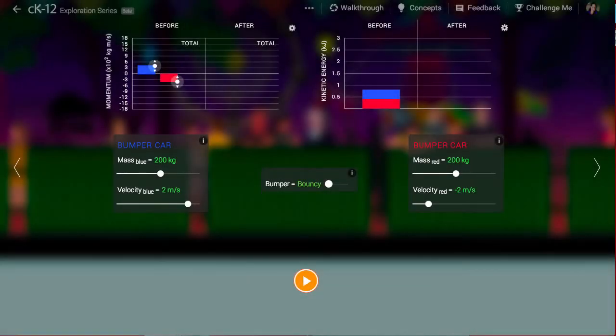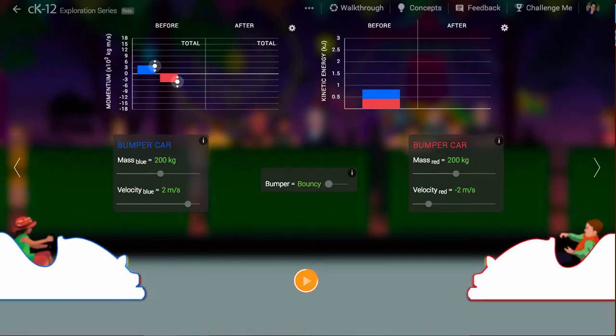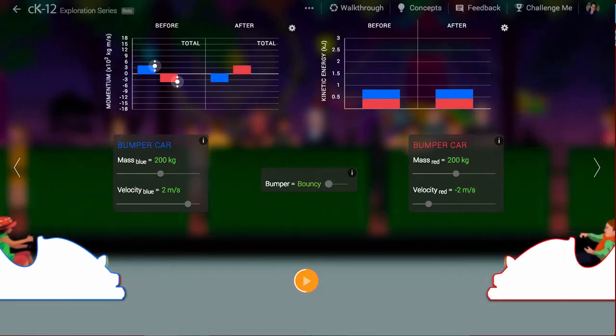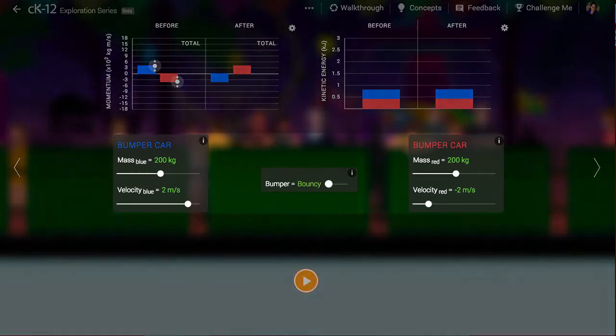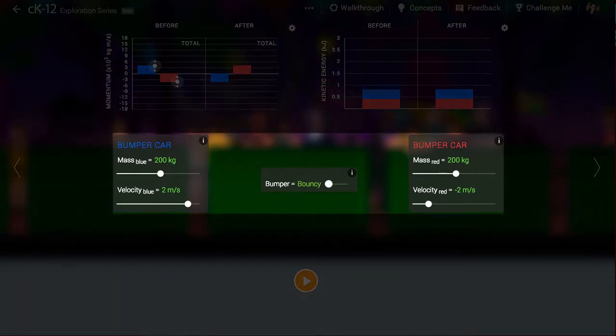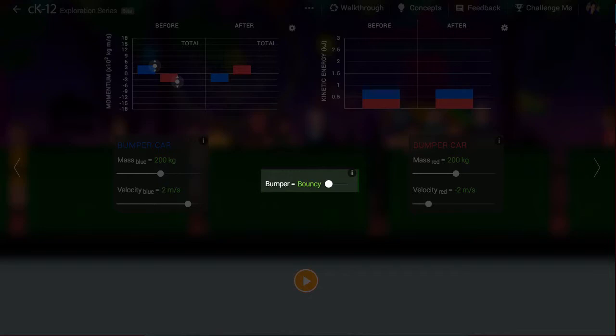Let's see what happens when our two bumper cars collide. As you can see, both bumper cars have the same mass. They also have the same speed, though they do have opposite directions. We're calling leftward the negative direction, and rightward the positive direction. The collision is elastic. The slider says bouncy here.